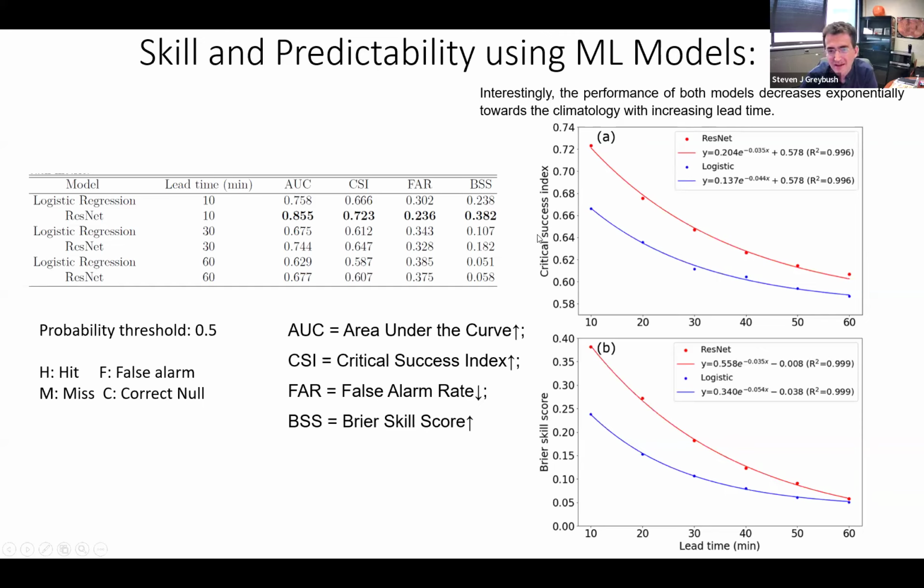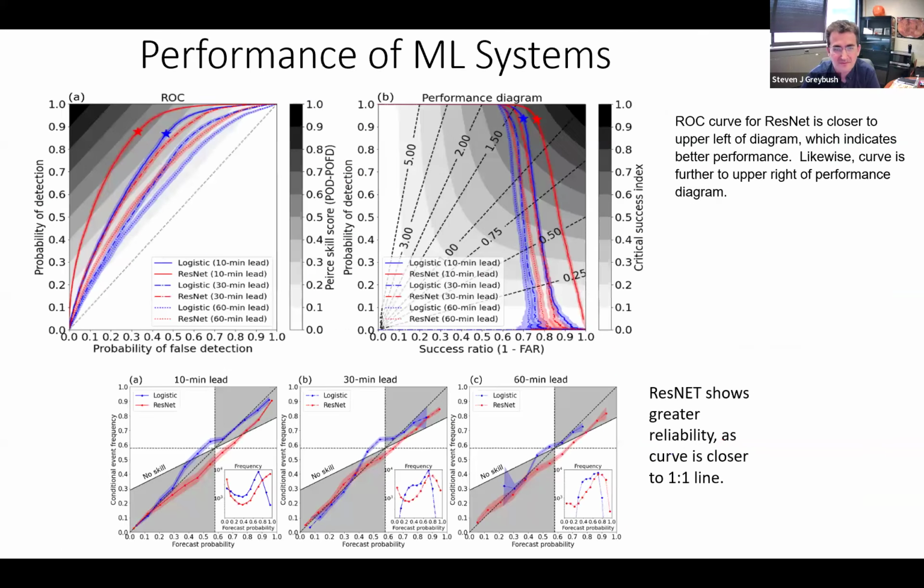Okay, so we can see a really good critical success index at a time scale of 10 minutes. But as we get out toward an hour lead time, that skill is kind of asymptoting. And we actually have a really nice exponential decay that we can fit to these data points to show how that skill decreases over time. We could also look at the ROC curve. So in these diagrams, the closer you are to the upper left of the diagram, the better. We can see the ResNet outperforming logistic regression.